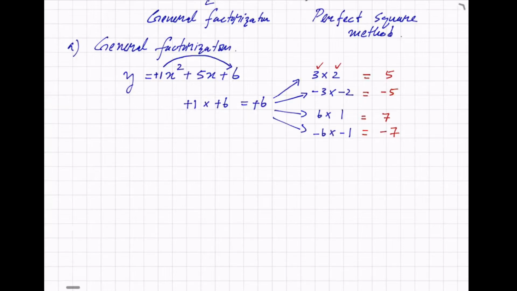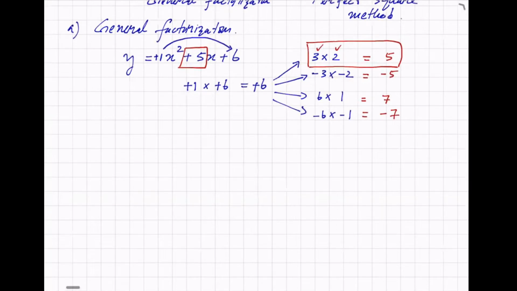Then we look at the middle coefficient, which is plus 5. We select the one that matches from what we have chosen. Once you identify that, you rewrite your function in this way: y = x squared, now positive 5 is written in terms of these two values, 3 and 2, so plus 3x plus 2x plus 6.